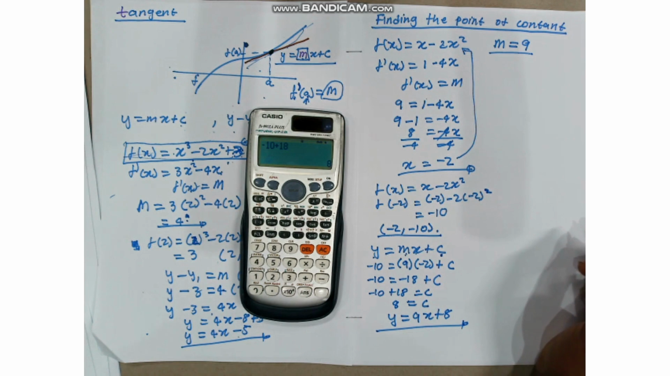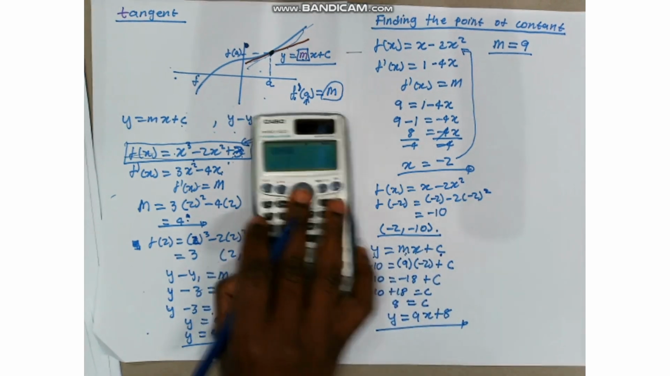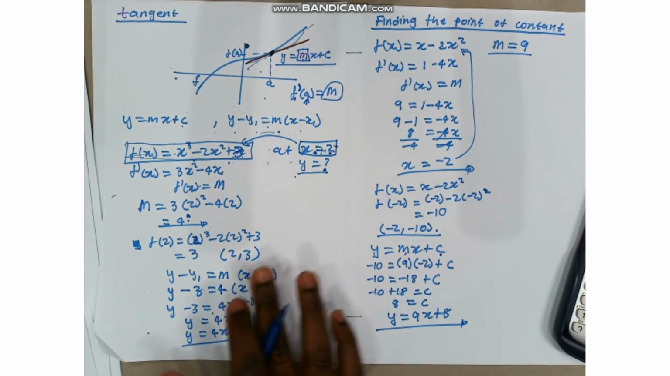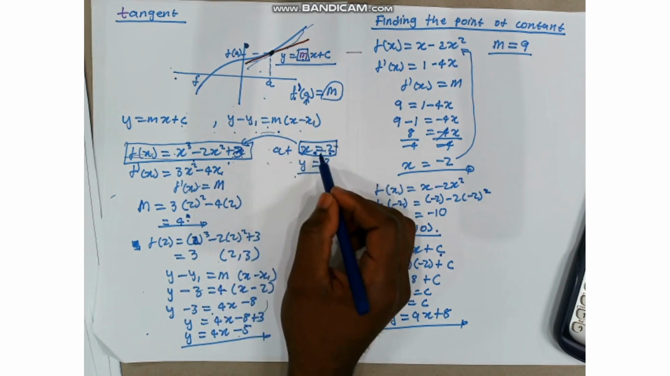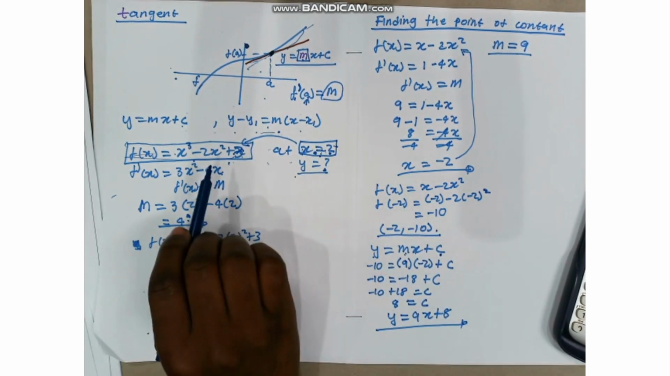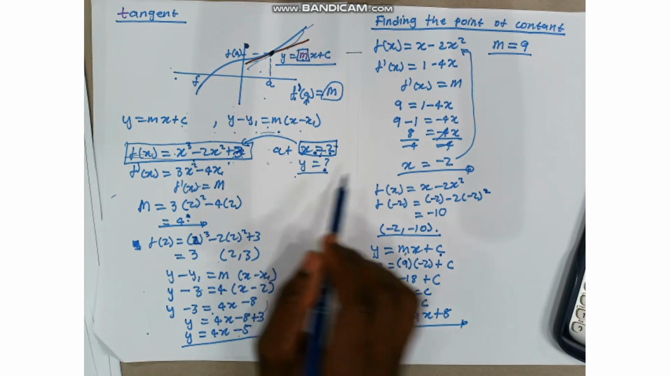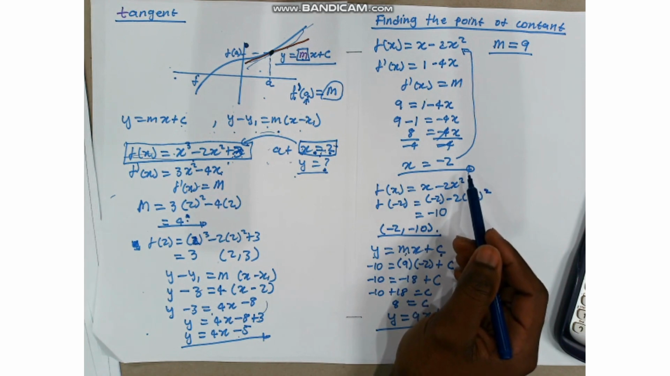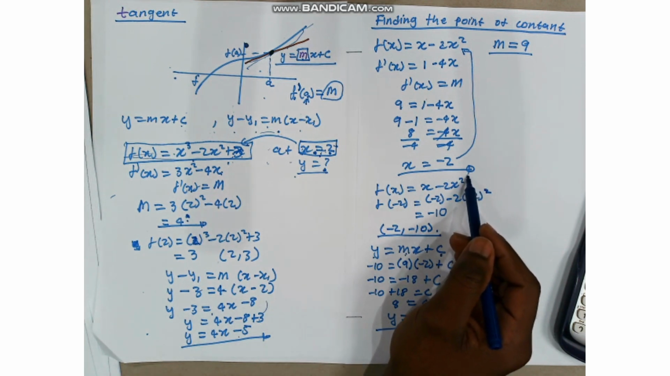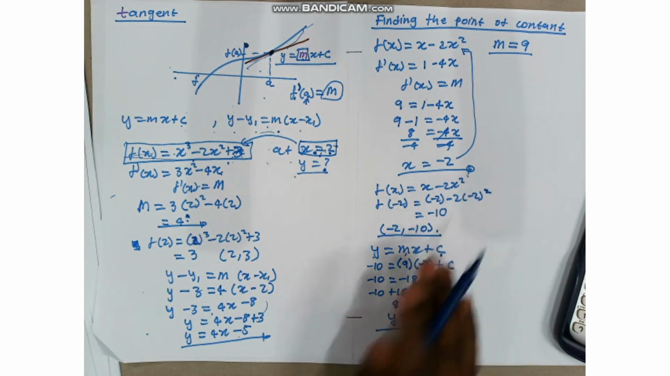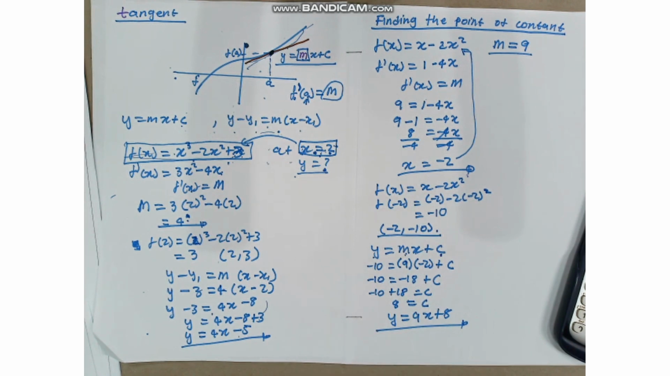I hope you understand, guys, the difference between the two things. Here we did have this: we find the gradient in order to calculate the point, and also in order to calculate the equation of a tangent. Here they give you the gradient, they say find the point first. I hope you see the difference between these two things.